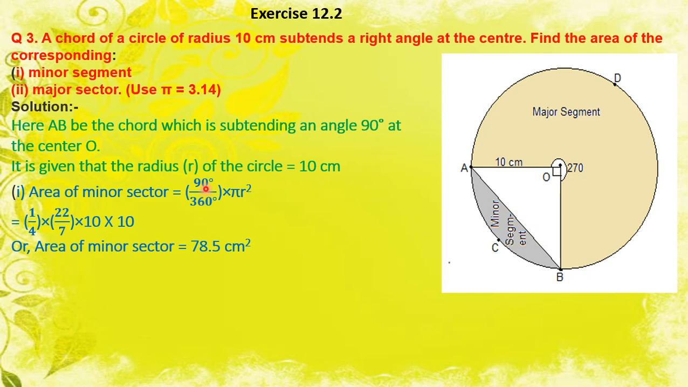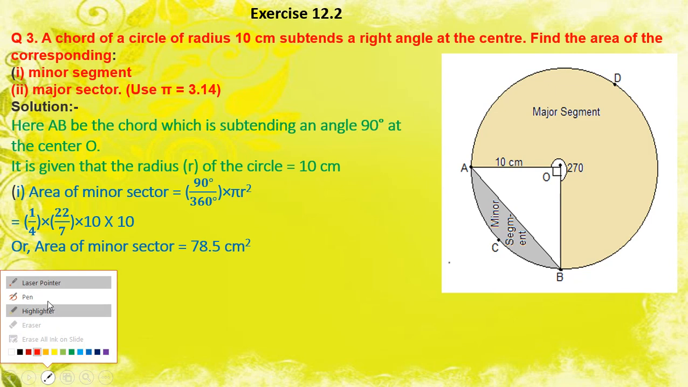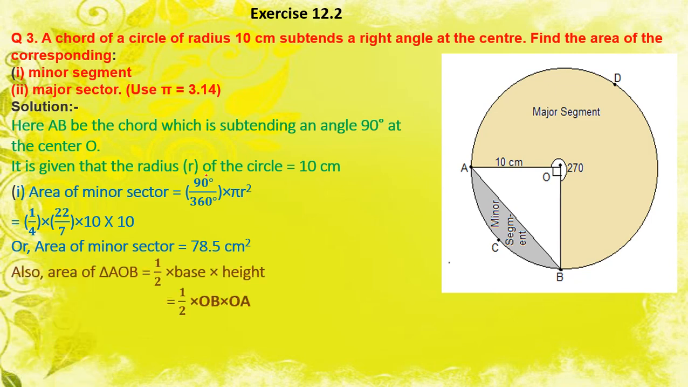Theta is given as 90, so 90 upon 360 into pi r square, and the value of r is given as 10. So 90 and 360 both will cancel out. We can cancel the 0 by 0, and 9 4s are 36, so it becomes 1 by 4 into 22 by 7 into 10 into 10. Instead of 22 by 7, we use pi as 3.14. So putting pi 3.14 multiplied by 10 into 10 and divided by 4, we get the area of the minor sector as 78.5 centimeter square.